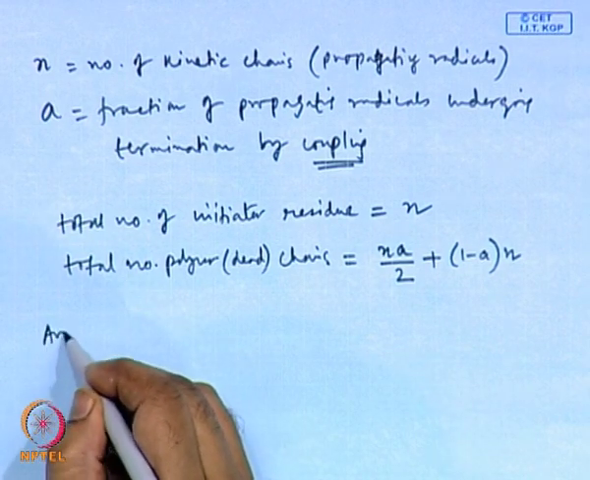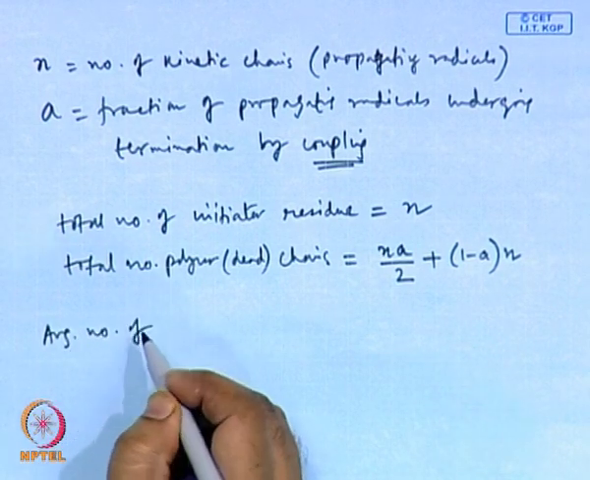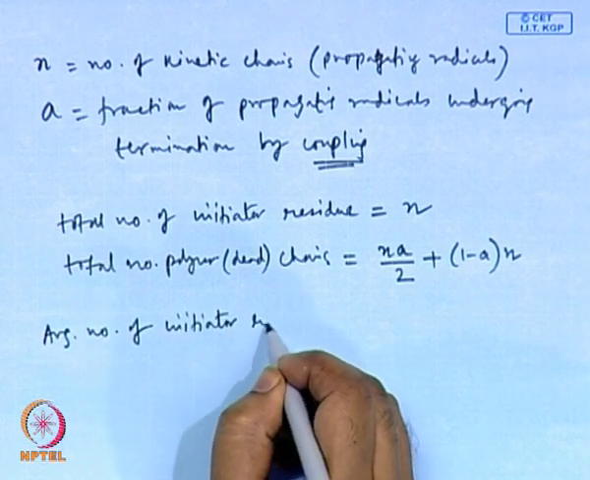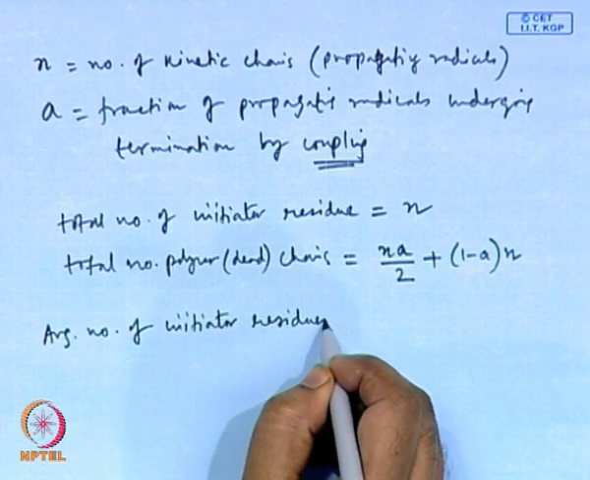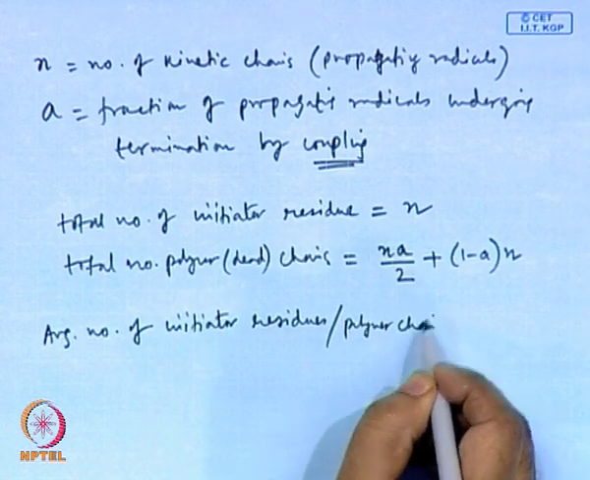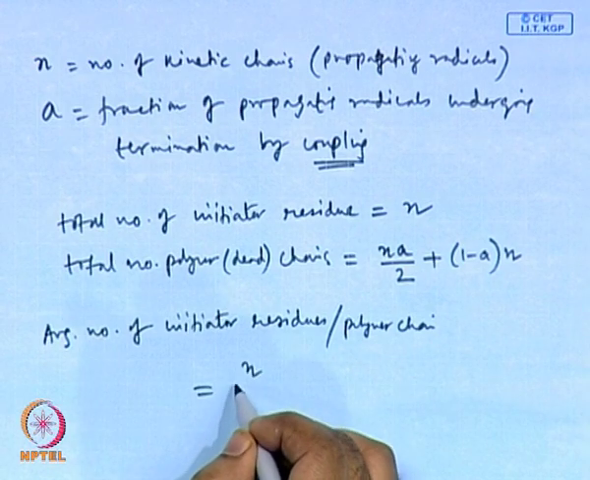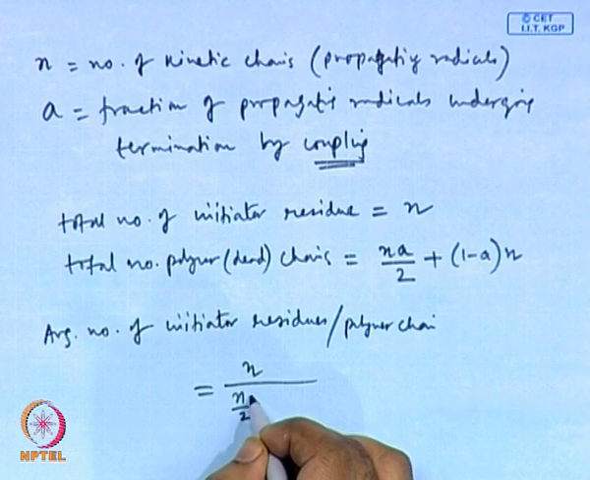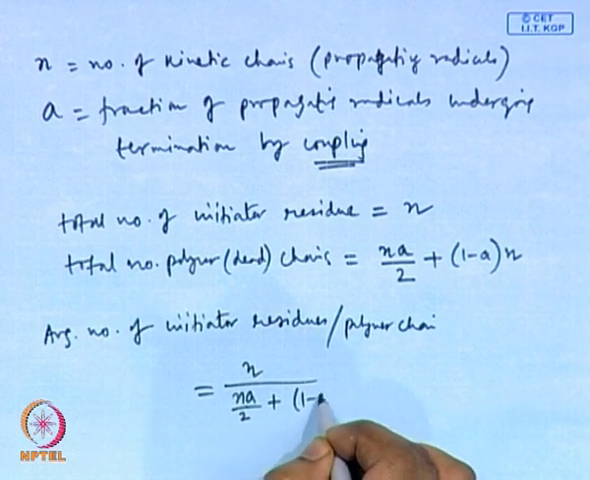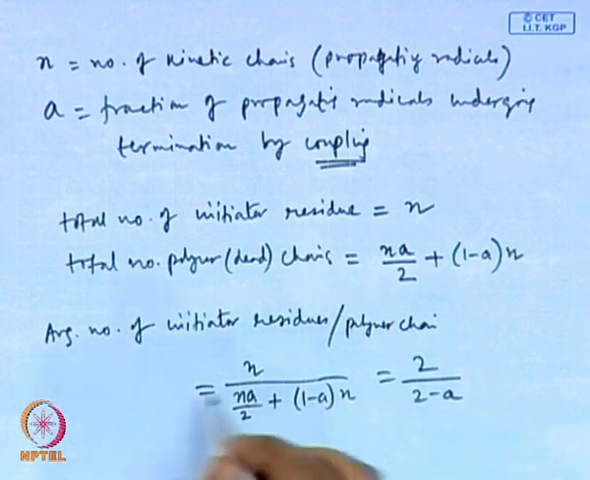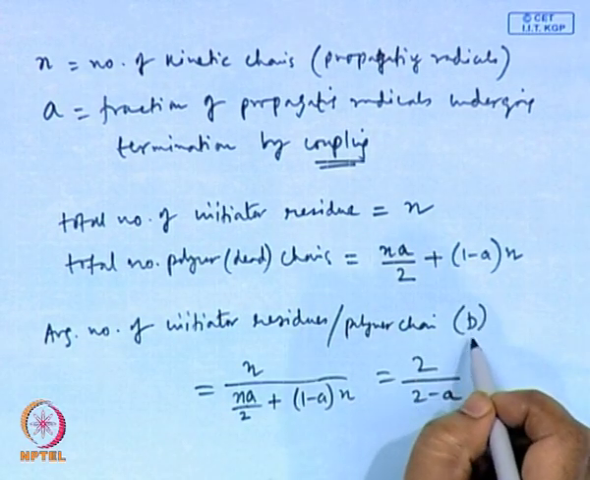So, the average number of initiator residues per polymer chain is given by N divided by (N A by 2 plus (1 minus A) N), which is N by (N A by 2 plus 1 minus A in N). This we term as B.